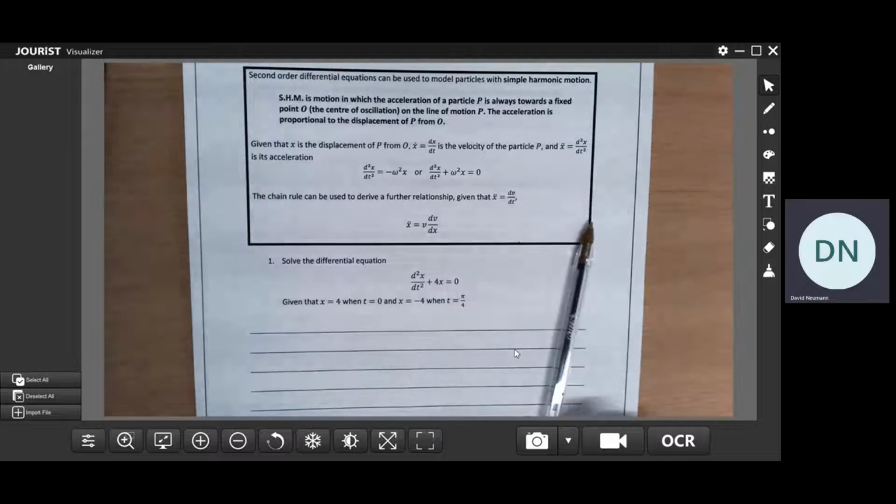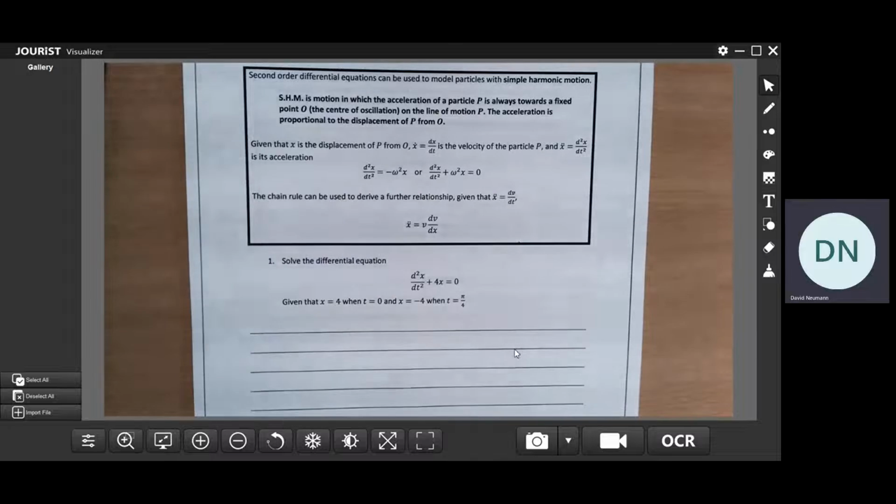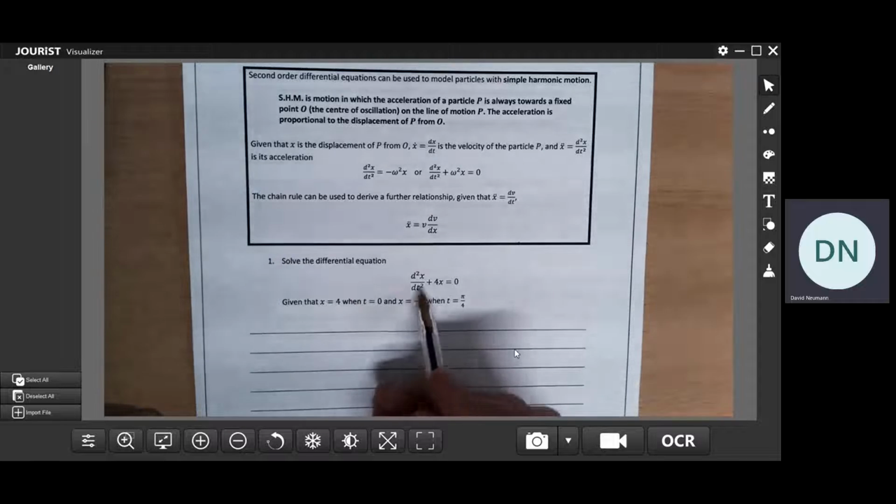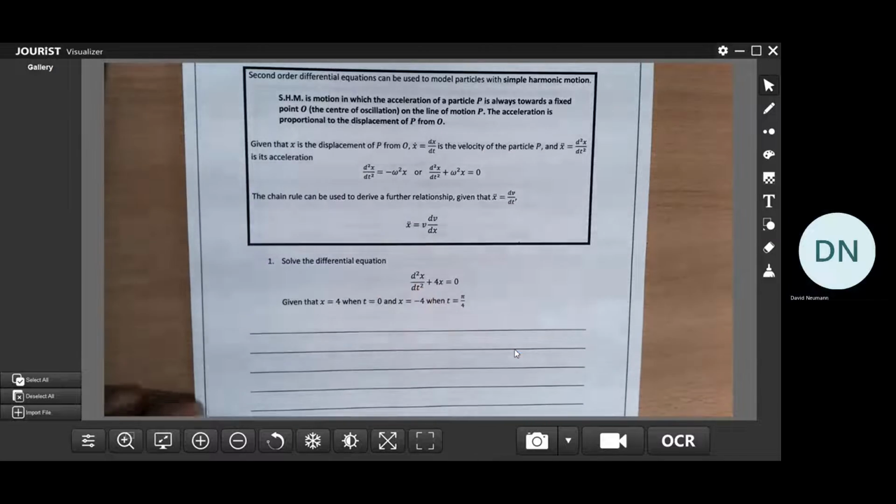and not surprisingly, we end up with a solution in terms of trig functions. If you think of the graph of sine of x or cosine of x, the way this works is that the value on the y-axis is the displacement from the center of the motion. So let's look at an example. Solve the differential equation d2x by dt squared plus 4x equals 0.